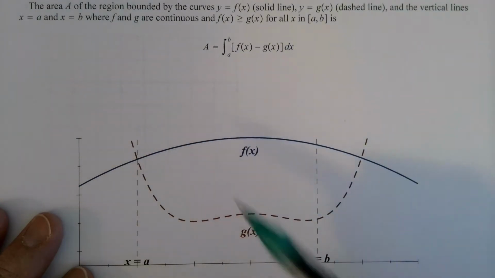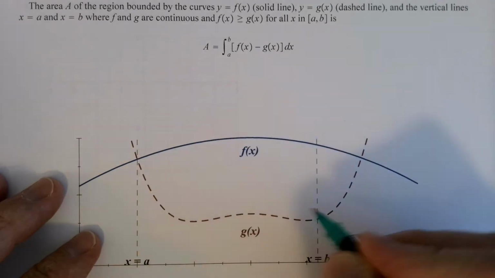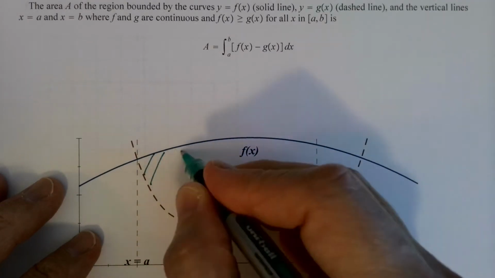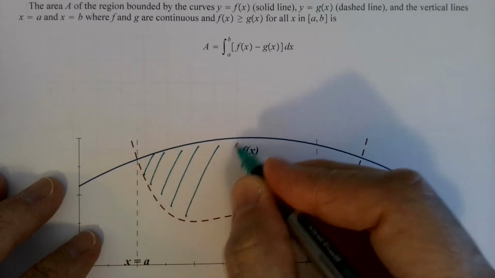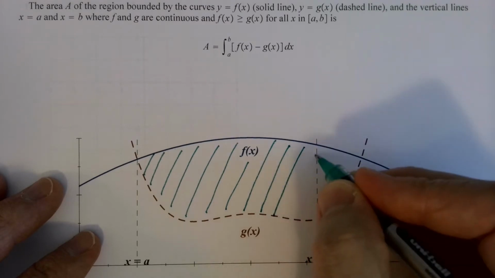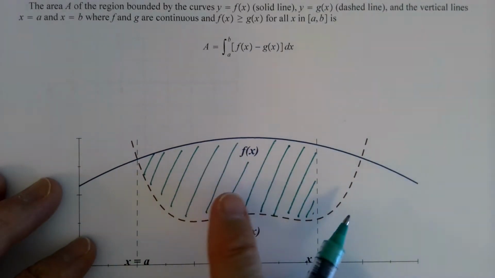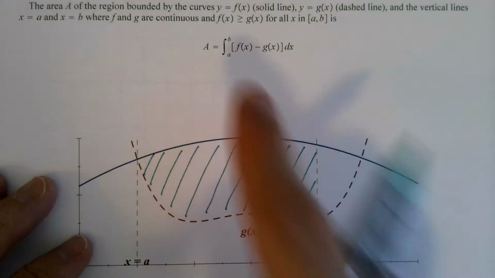Then the area of this region, let me show you this region, right? It's trapped between the two functions f and g and between these two vertical lines. So if I shade it in, it goes up to this, stops at this vertical line. So just this region here, the area of this region is given by this integral.